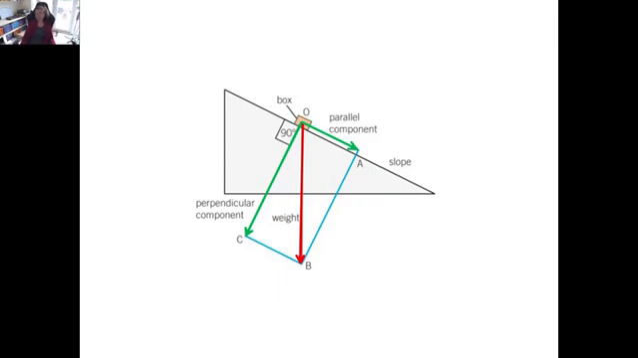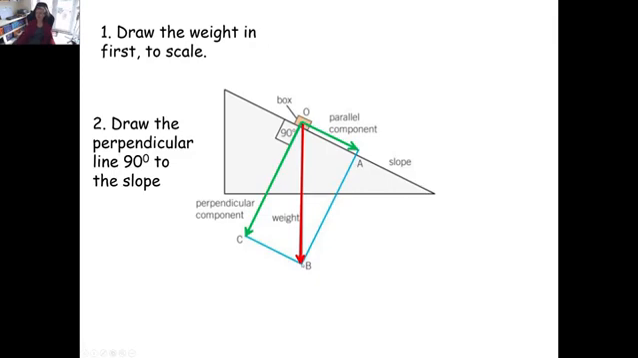So first of all, you would draw in the weight to scale. You need to work out the scale that you're going to use and draw in that weight straight down accurately. Then the next easiest thing to do is draw a line starting at that vector and drawing it 90 degrees to your slope.